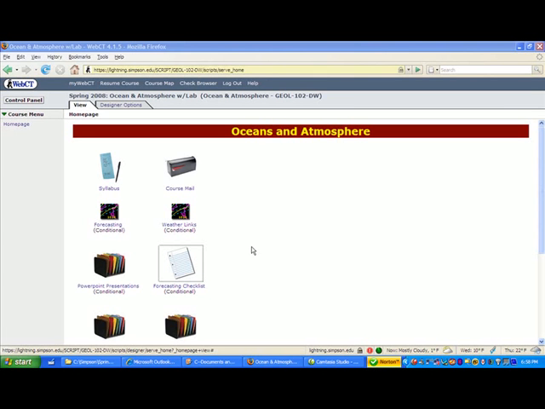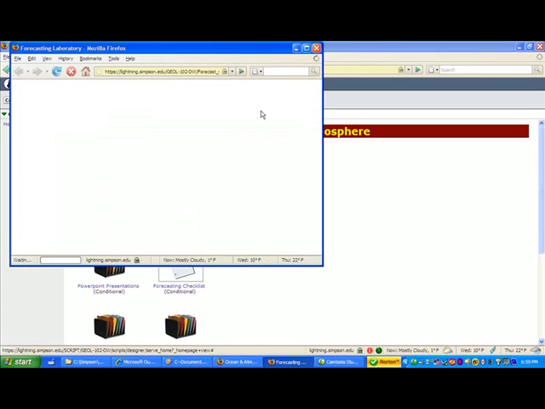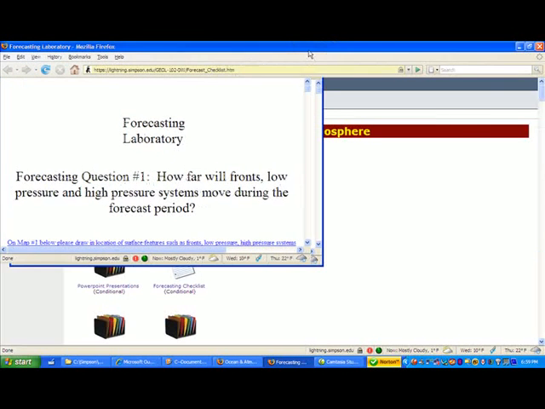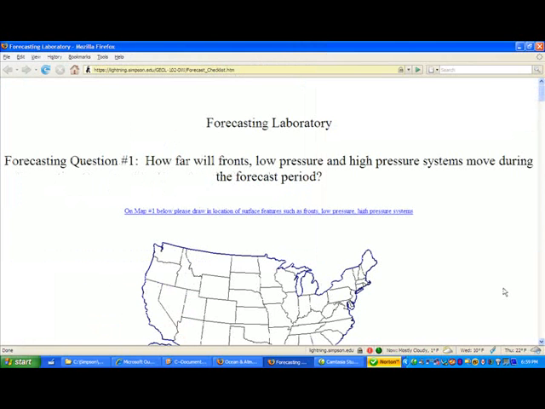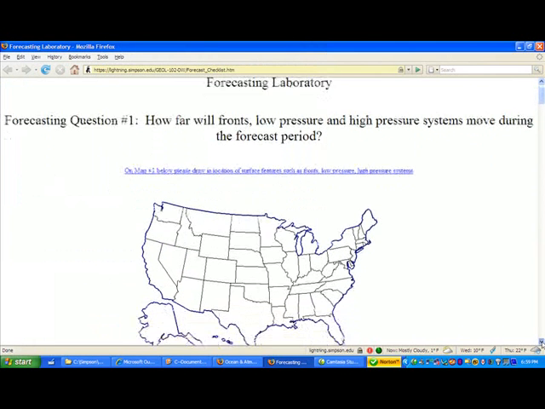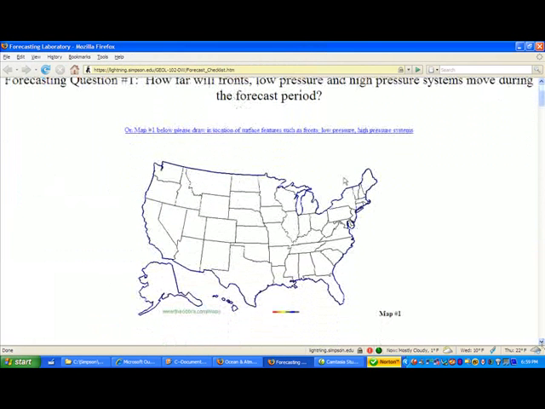But what I would recommend, if you go to your WebCT page, you will see right here, under Forecasting Checklist, a copy of your forecasting lab that we're using throughout the entire semester. Recall during our first lab, we learned about fronts, low pressure, high pressure, cold fronts, warm fronts, etc. And we can link directly off of these.